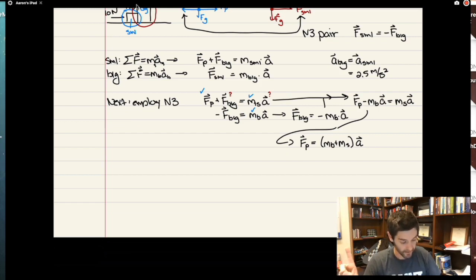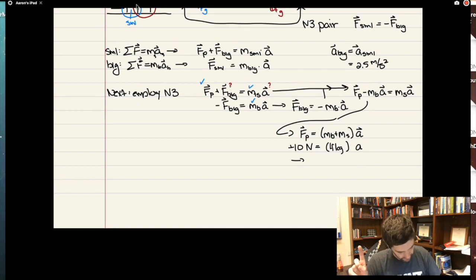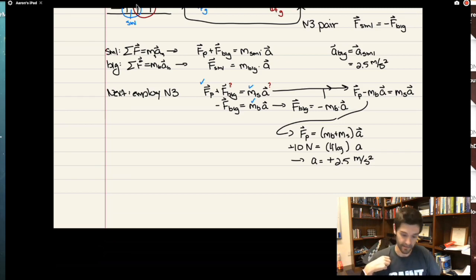But now, finally, my last step. I can say, okay, this was 10 newtons equals the sum of the masses, which is 4 kilograms, times the acceleration in the x direction. Lo and behold, we again get that the acceleration is 2.5 meters per second squared. We get the same answer, which I claim would have been ridiculous had we not.